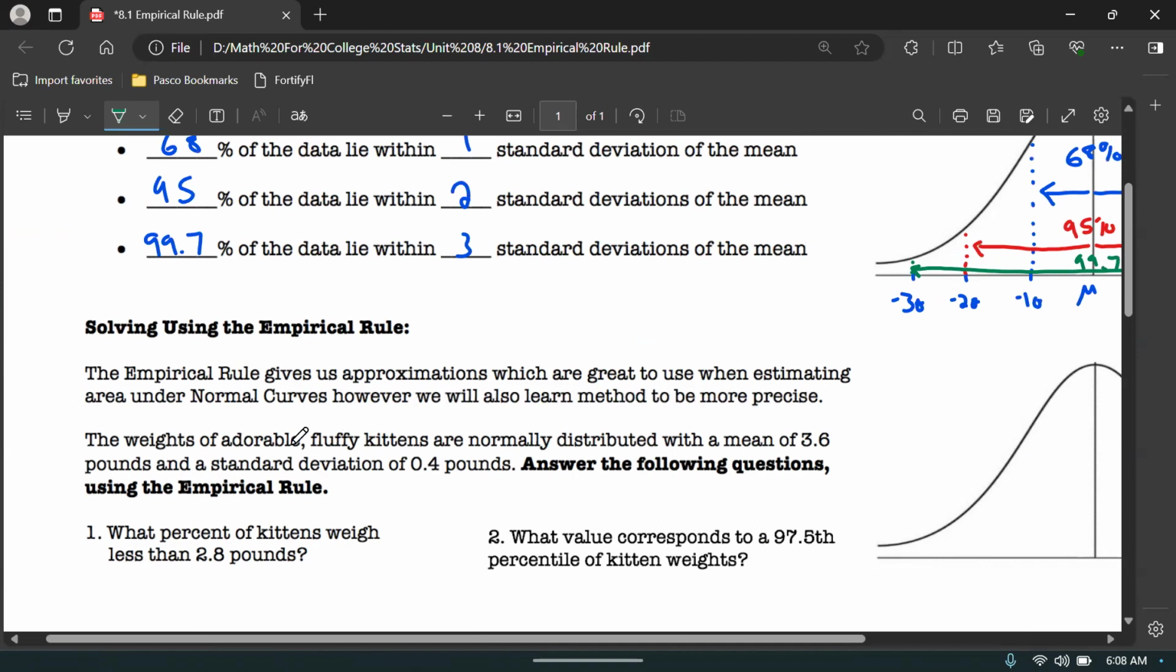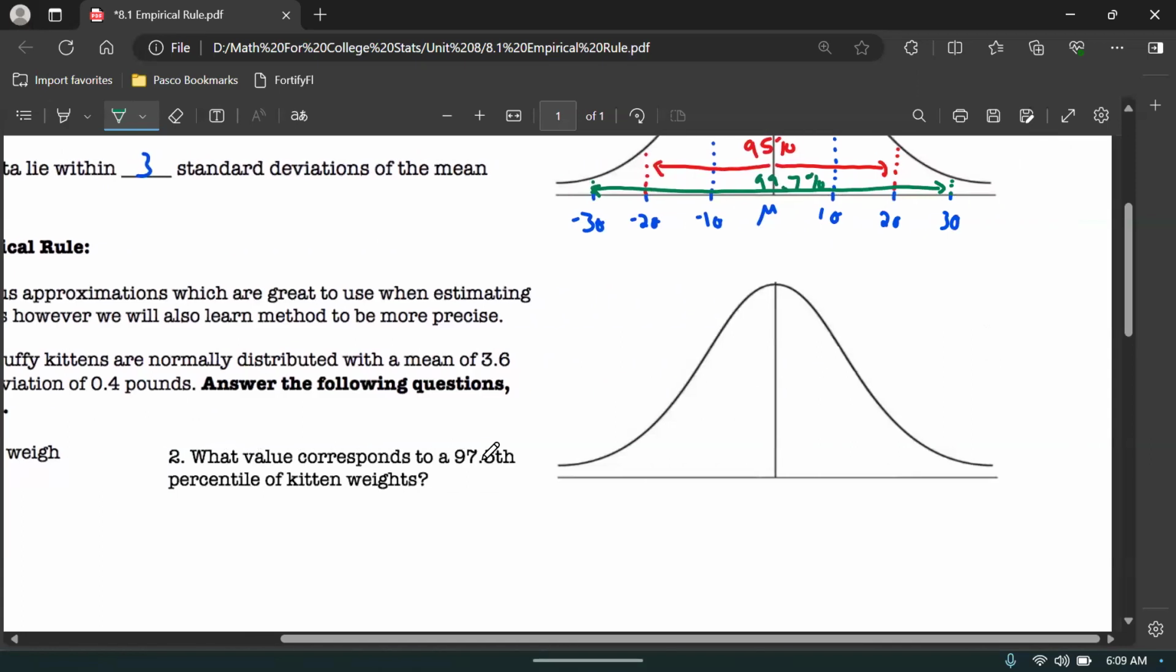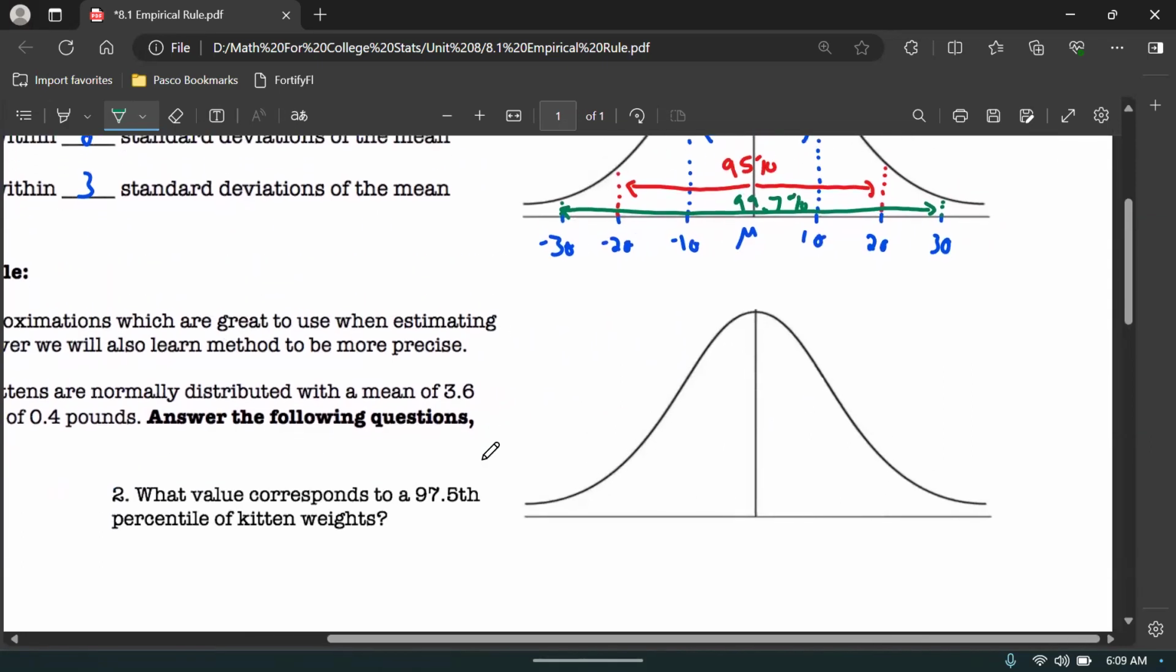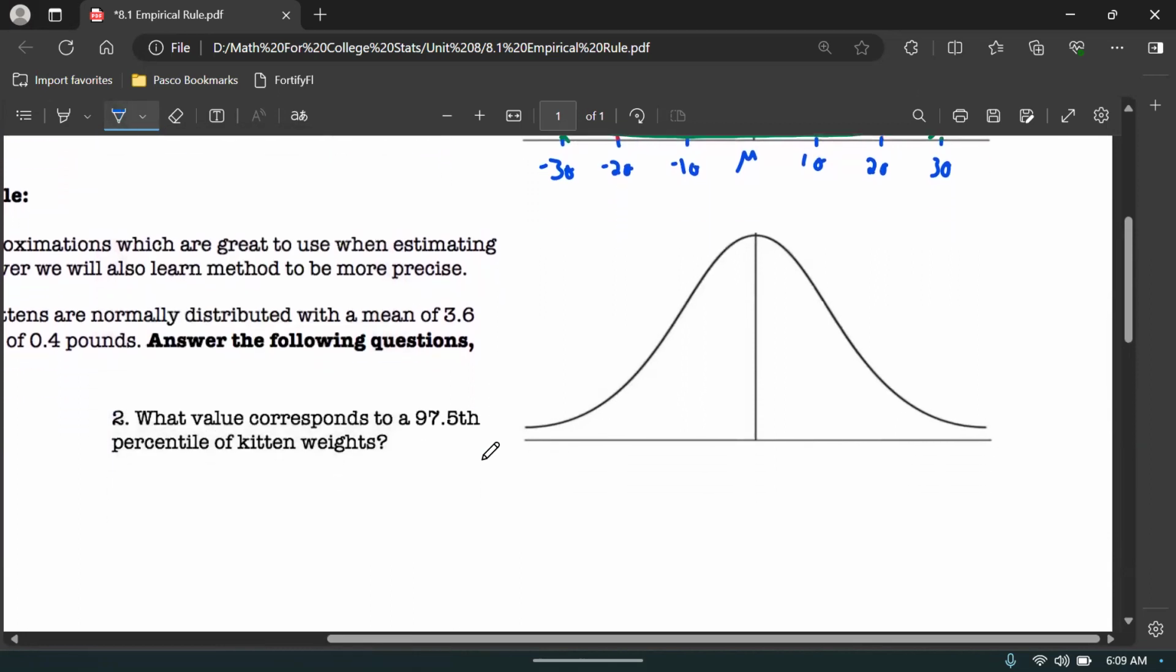The weights of adorable fluffy kittens are normally distributed with a mean of 3.6 pounds and a standard deviation of 0.4 pounds. Answer the following questions using the empirical rule. Before I get into these questions, I want to outline one more key detail about the empirical rule. So let's go back to the second chart and make a slightly different version of this graph. Again, mean in the middle, 1 standard deviation, 2 standard deviations, 3 standard deviations.